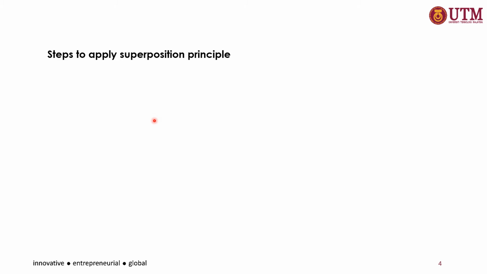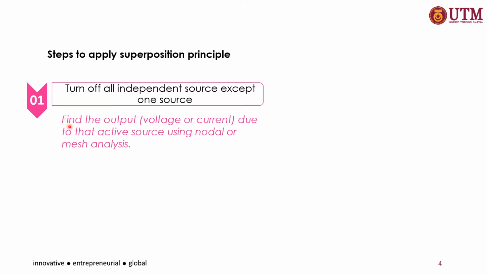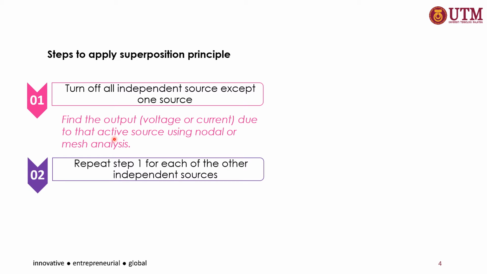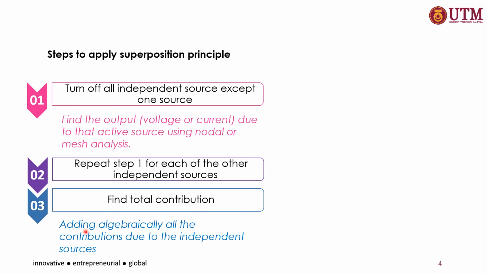Steps to apply the superposition principle. The first step is to turn off all independent sources except one source, where then we find the output voltage or current due to that active source by using nodal or mesh analysis. And then for the next step, we repeat this first step for each of the other independent sources. Then we find the total contribution by adding algebraically all the contributions of the independent sources.